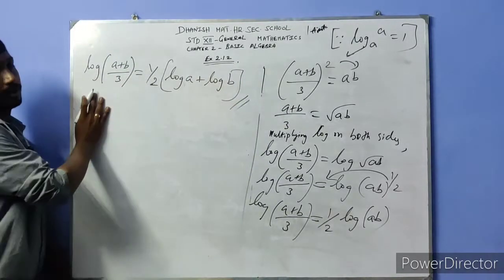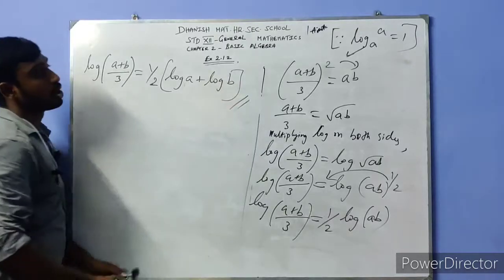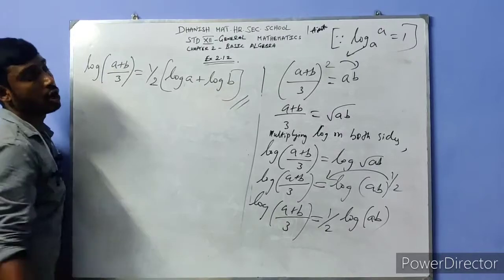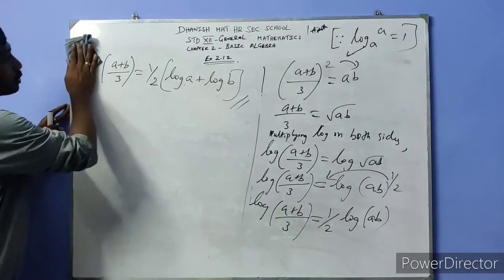So here we are getting this answer. What is the result? Log of (a plus b) divided by 3 equals 1 by 2 log a plus log b. Here we are getting this one. So let's see the next question.